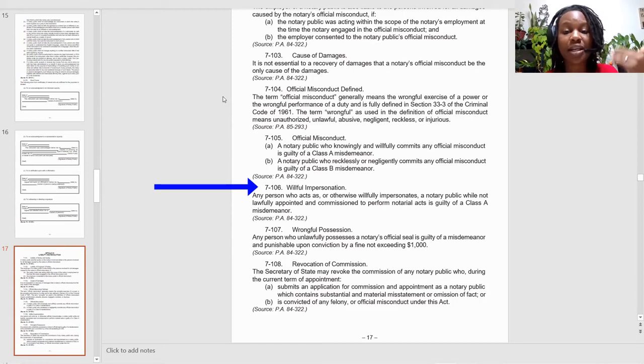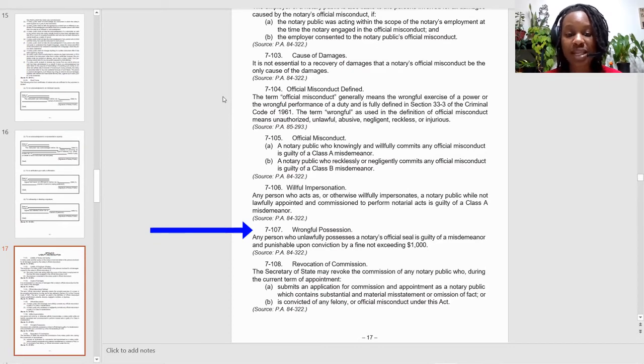And according to this, if any of those things have happened and you continue to perform notarial acts, you are willfully impersonating a notary. So adhere to everything that this is saying. If you don't have your P's and Q's in order, change your name. If your place of business or residence has changed, get it up to date. If you move, get it up to date. Because if you do not, you will be willfully impersonating a notary.